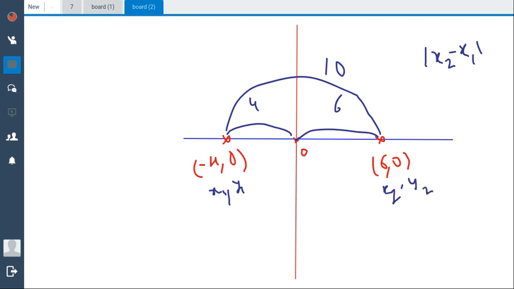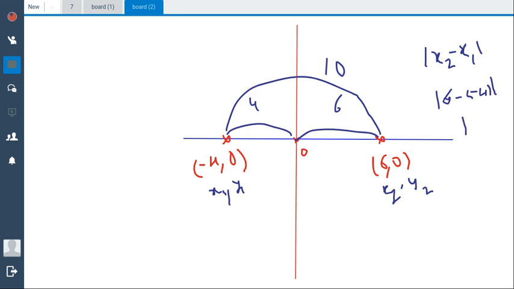So you can substitute in this formula: modulus of x2, that is 6, minus x1 value. The x1 value is -4. I want to find out the distance between 2 points, so I am applying modulus of x2 minus x1. The reason is that the 2 points lie on the x-axis. That's the reason I used the formula modulus of x2 minus x1.